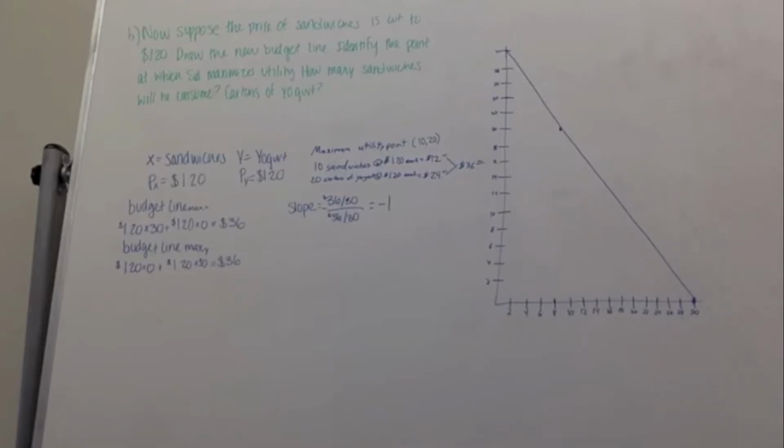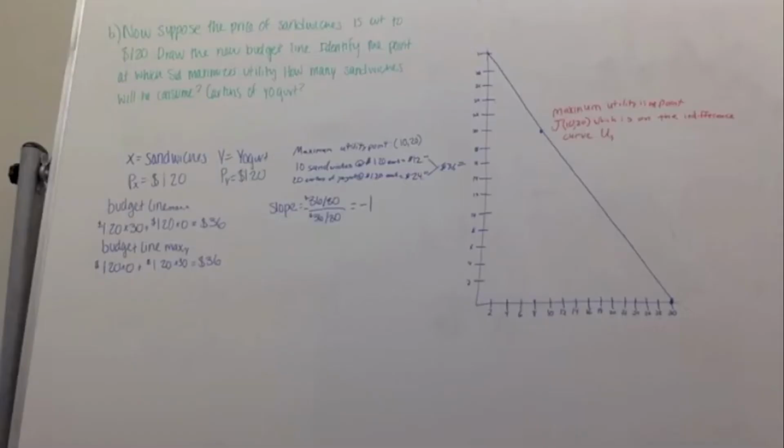The price for sandwiches is $1.20, and the price for yogurt is $1.20. To maximize the number of sandwiches and cartons of yogurt, you do $1.20 times 30 plus $1.20 times 0, which equals $36. The slope of this graph is -1, and the maximum utility is on point J, which is on the indifference curve U3.